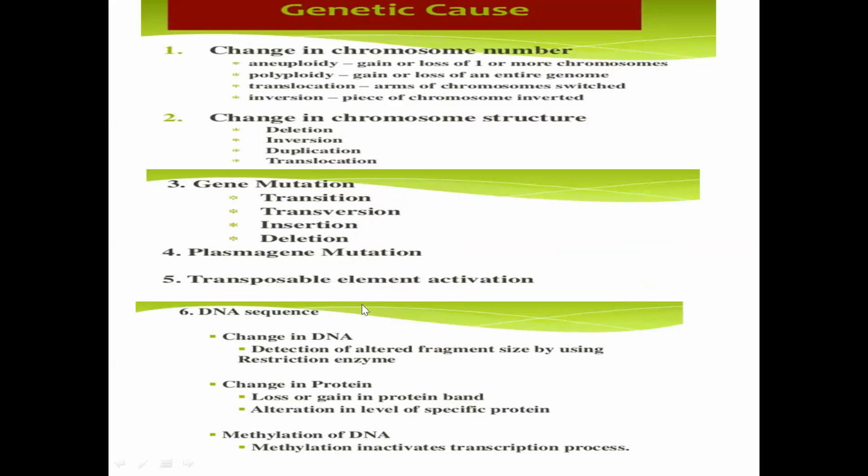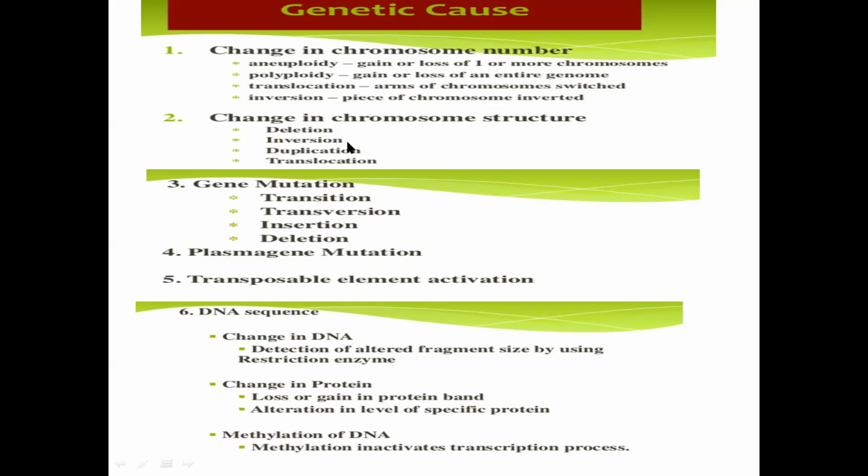When you see each one in detail, you can see quantitative variations as changes in chromosome number. You have already studied all these things: aneuploidy, polyploidy, translocation, inversion. Changes in chromosome number can happen during any phase of the culture process. So gain or loss of one chromosome, or gain or loss of the entire chromosome. Pieces of the chromosome may be inverted or translocated or switched over. So this is quantitative change.